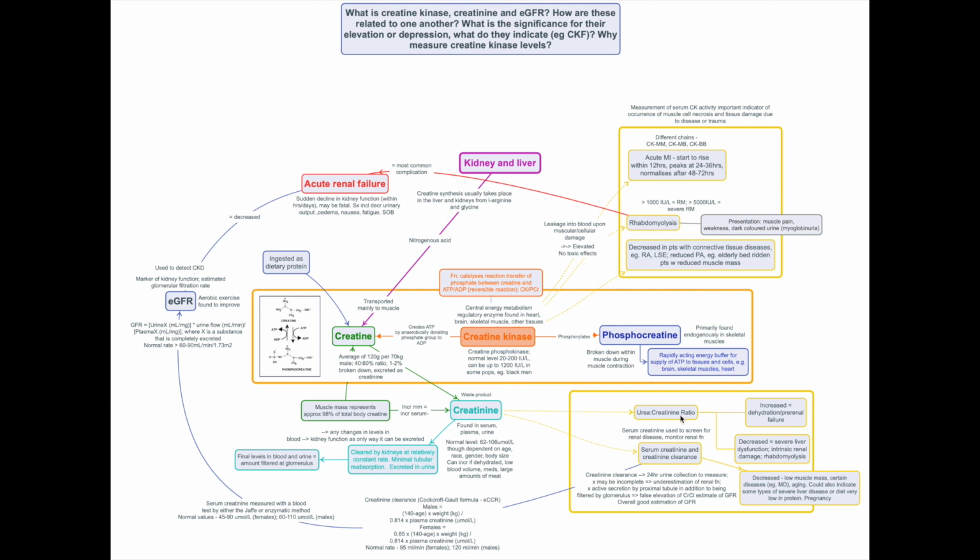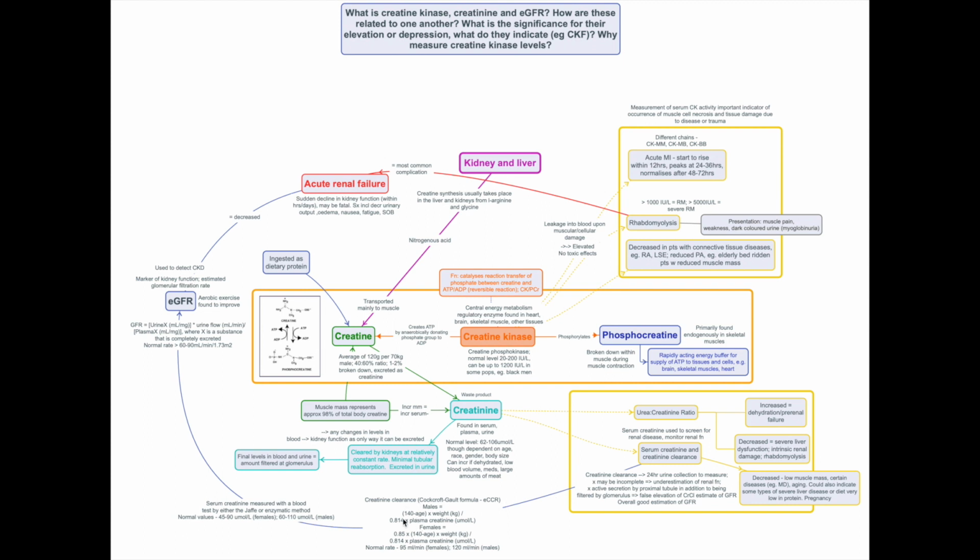Another thing that we would be using creatinine for is the urea creatinine ratio, and it can be increased in dehydration or pre-renal failure, or it can be decreased in severe liver dysfunction, intrinsic renal damage, and rhabdomyolysis. So that's why it's an important marker for a lot of things going on in the renal system. So we've measured the creatinine now. What do we do from here?